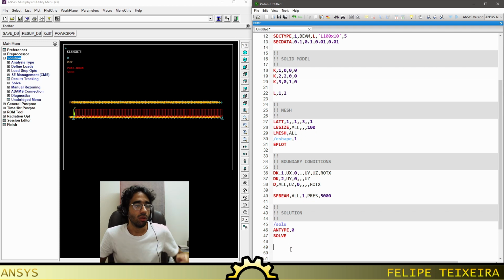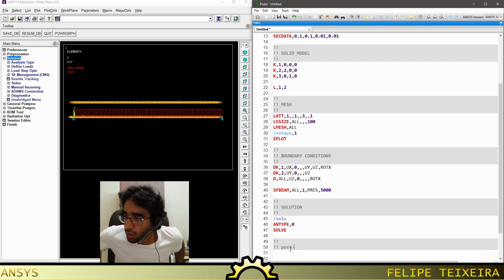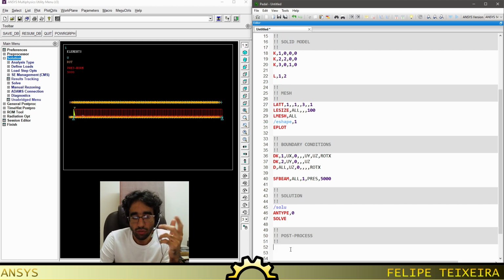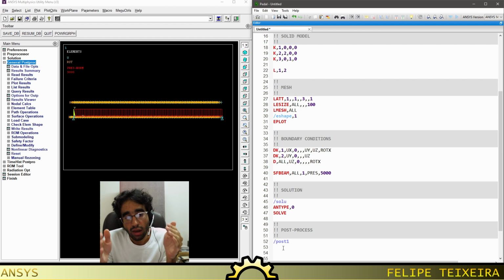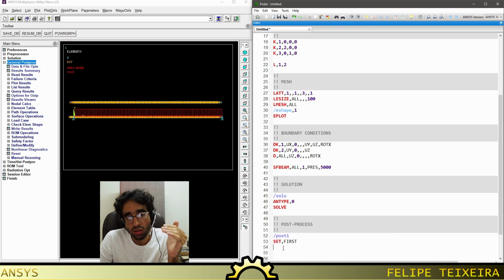So the first thing we're going to do, like last time, is read the first result set. Again, we only have one result set in this case, so reading the first one or the last one would give us the same result. So now we have read the first result. Let's plot the deformed shape. This is done using the pldisp command. The pldisp command plots the displaced form of our structure.